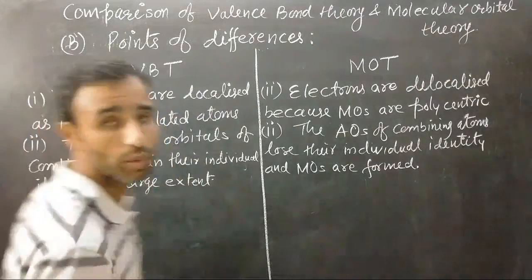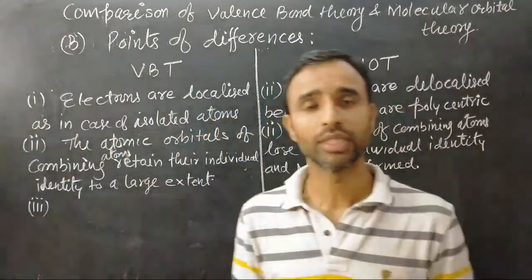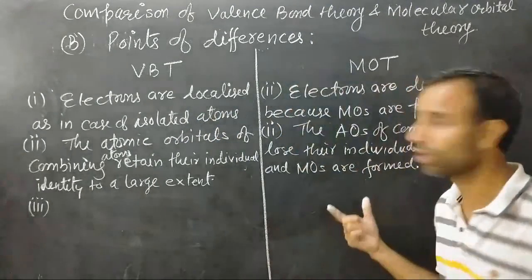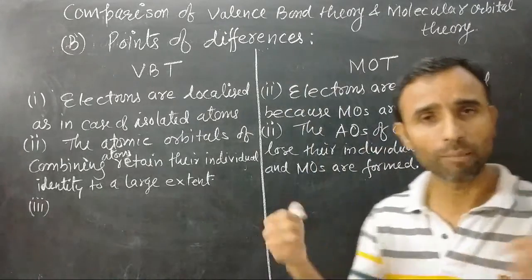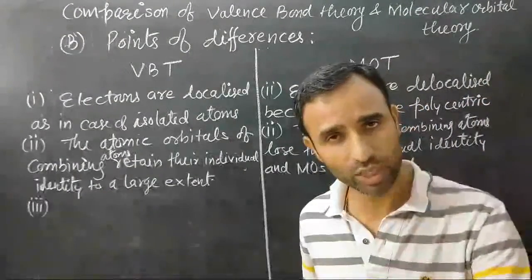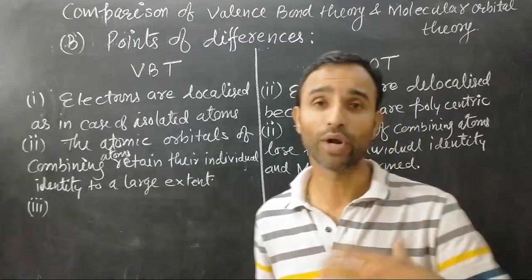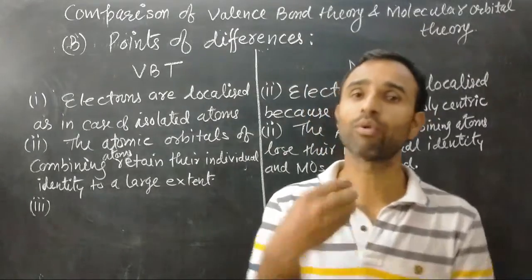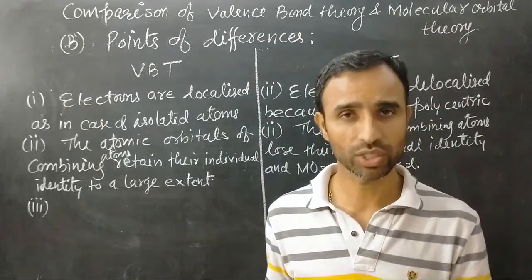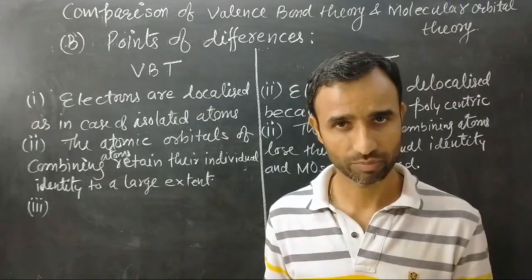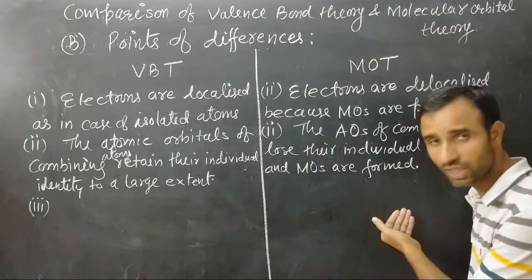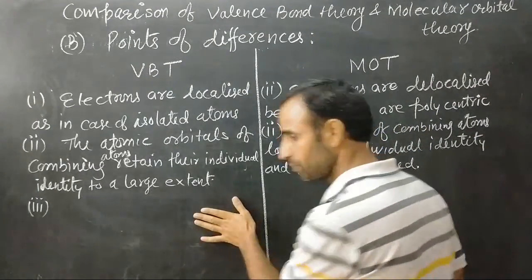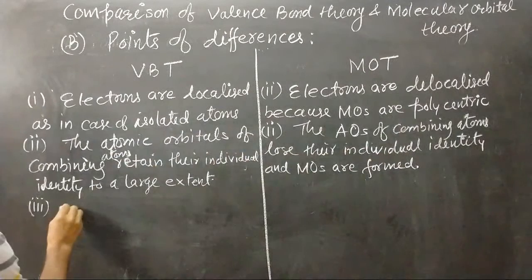So, according to VBT, when bond is formed, there is an increase in electron density between the nuclei. But according to MOT, when atomic orbitals combine, either bonding molecular orbital is formed or anti-bonding. So, in bonding, electron density between the nuclei increases. In anti-bonding, electron density between the nuclei decreases. So here increase or decrease in electron density between the nuclei, but here only increase. Right?